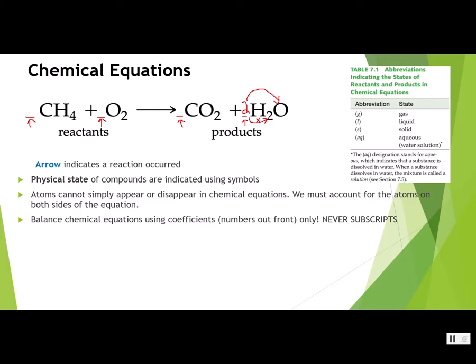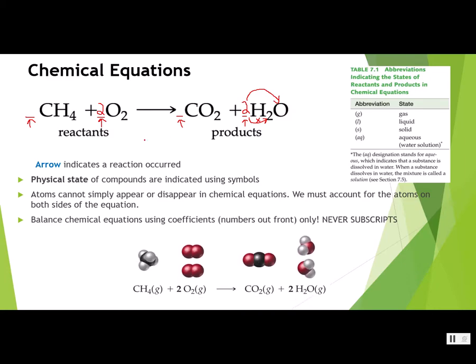So my hydrogens are now balanced. My oxygens still aren't balanced though. I now have 2 plus 2, or 4 oxygens. So the only other way to get 4 oxygens on the left is to do a 2. And so what I have written in red is kind of shown pictorially down here.